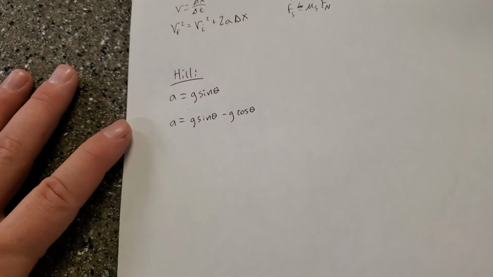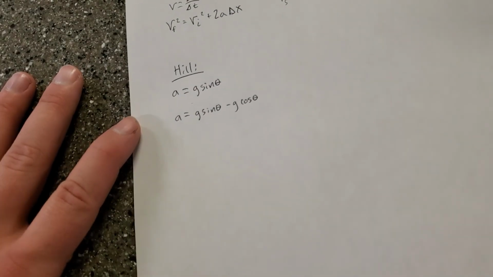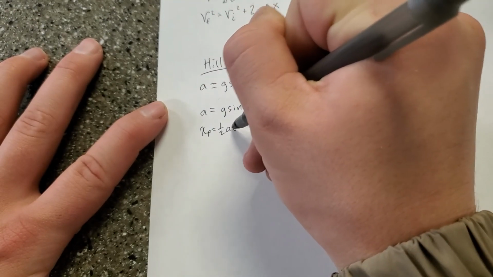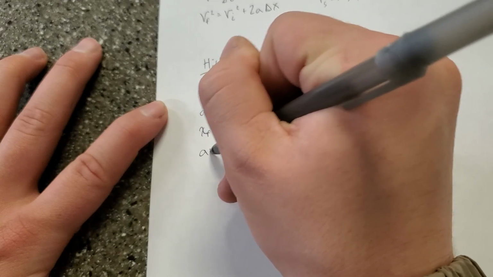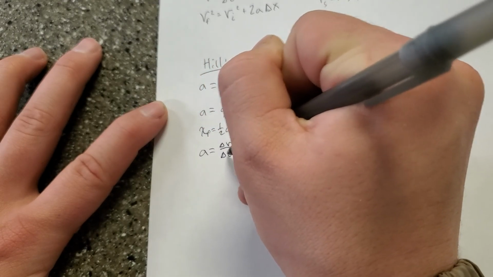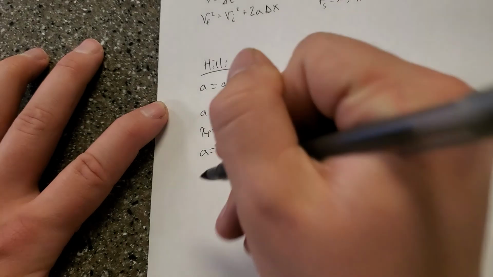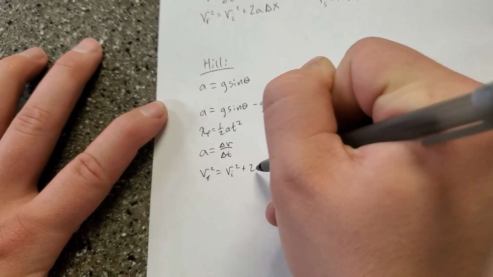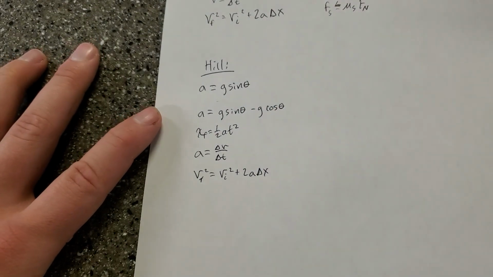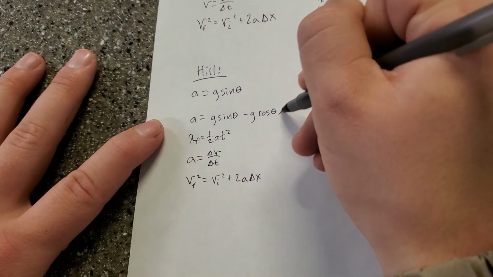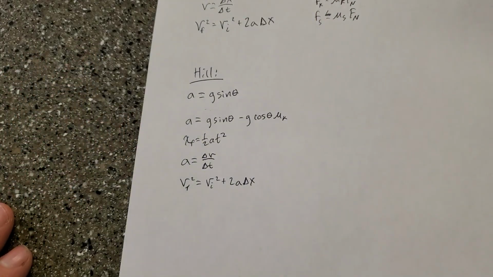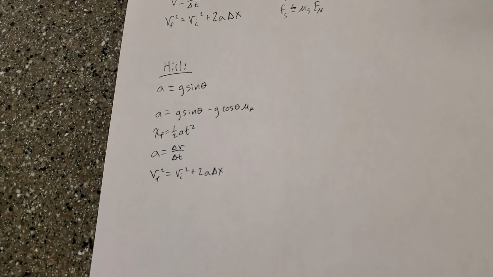We deal a lot with acceleration on hills and timing and stuff like that. So you might need this formula right here: XF equals 1/2 AT squared. You might also use A equals delta V over delta T. And also you could use this one, VF squared equals VI squared plus 2A delta X. So there's a lot of different things. Oh, I forgot, mu K, yeah. So if it has friction, it'll have kinetic friction on this hill. I think that's about all of them that I can think of.